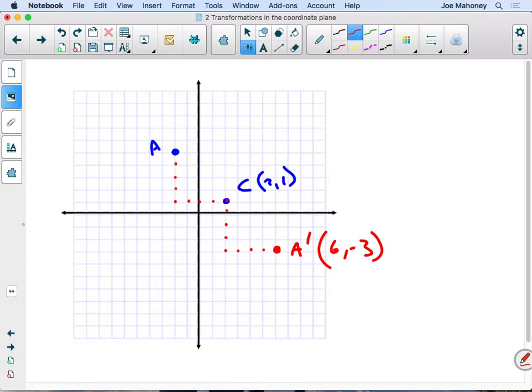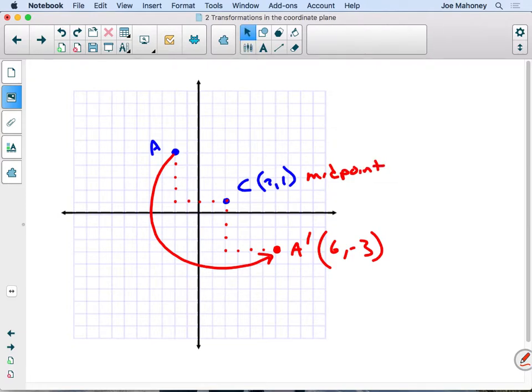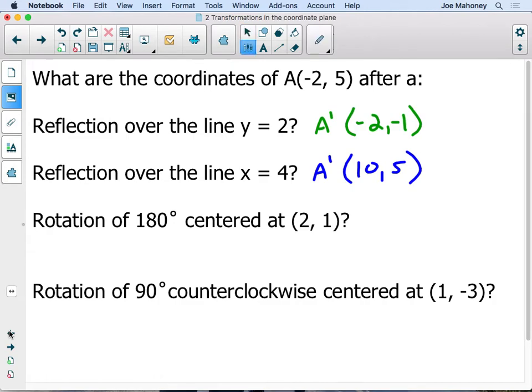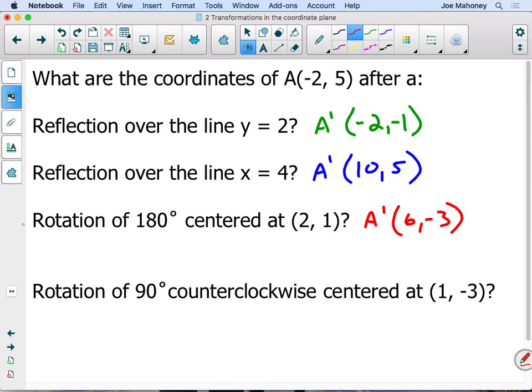So what you can see is that you're still doing a 180-degree rotation around that center point. But if you think about it on a grid, that point C has got to be the midpoint. So that might help you to visualize that. So let's see, we'll go back. We'll say that A prime, in this case, was 6, -3. Beautiful.